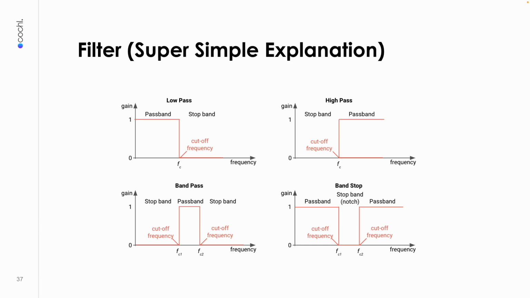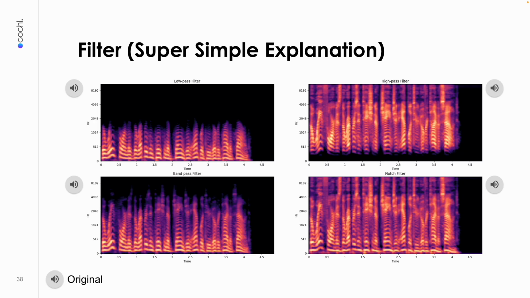The frequency band that the filter passes through is called the pass band, and the band that it attenuates is called the stop band. This time, we will first listen to the original sound source and then listen to the sound with each filter applied and compare.